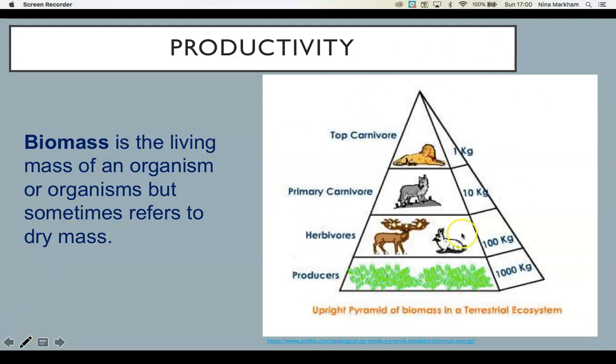This is a biomass pyramid of a terrestrial ecosystem. The biomass of producers is at the maximum. The biomass of the next trophic level, i.e. the primary consumers, is less than the producers. The biomass of the next higher trophic level, the secondary consumers, is less than the primary consumers. And at the top, the high trophic level has the very least amount of biomass in this ecosystem.